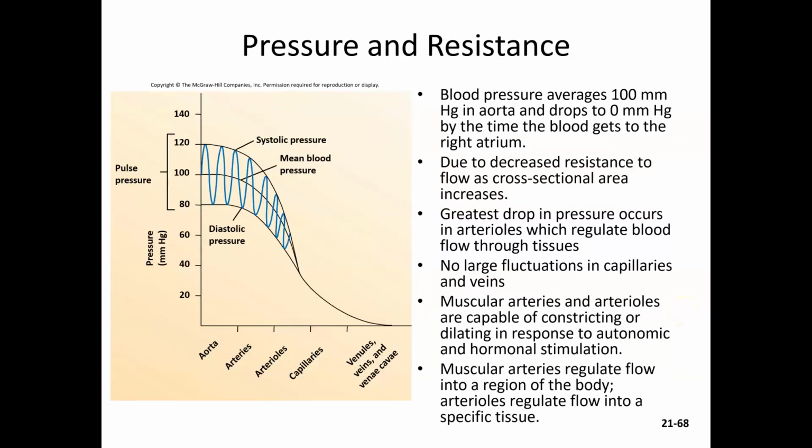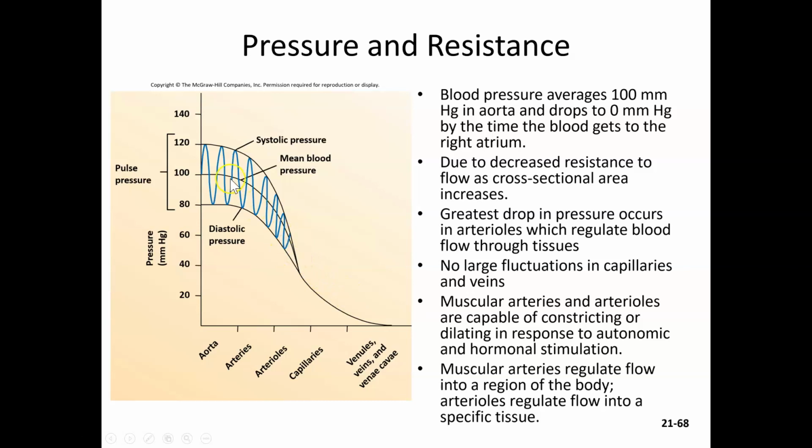When we compare the different blood pressures within our blood vessels, we're going to see that we have the highest amount of pressure within the aorta. That averages at about 100 millimeters mercury. That is then going to drop to about 0 millimeters mercury by the time the blood gets through the arteries, the arterioles, capillaries, venules, veins, and the vena cava, and back to the right atrium. This is because we have decreased resistance to flow as the cross-sectional area increases.